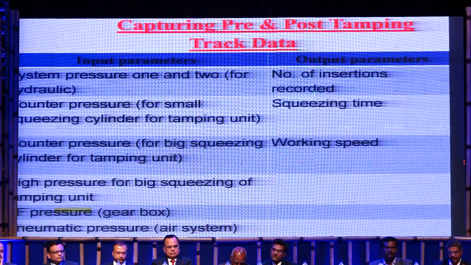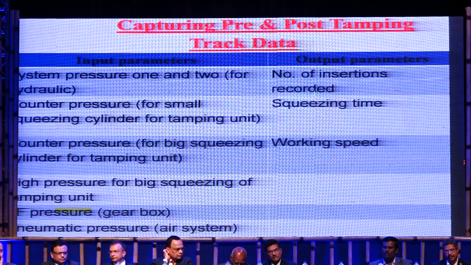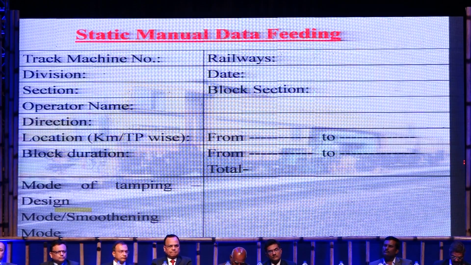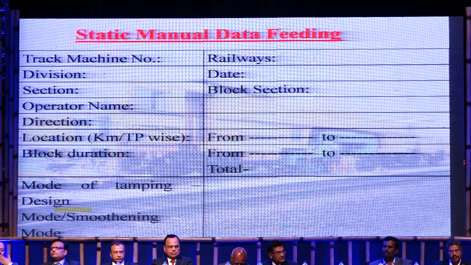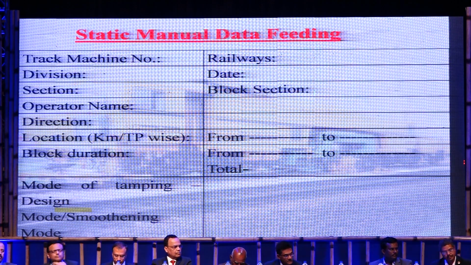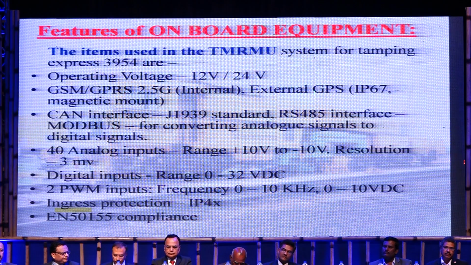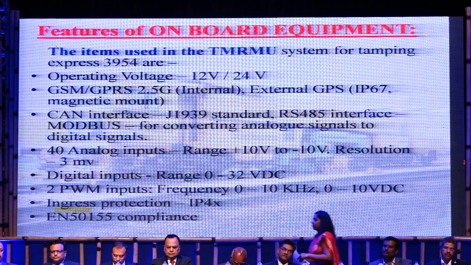values. Others are for the machine health point of view: system pressure 1 and 2, counter pressure, ZF gear pressure, high pressure or pneumatic pressure. From the track point of view, the number of insertions recorded, squeezing time, squeezing pressure, and the working speed. The basic data of the machine is filled in: the track machine number, operator name, block section, dates. Data can be filled even offline when the machine is standing, and can even be fed into the system through mobile by the authorized operator. These are the onboard equipment installed in the machine.